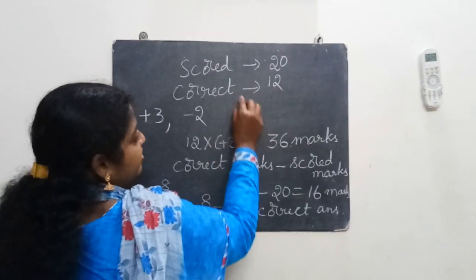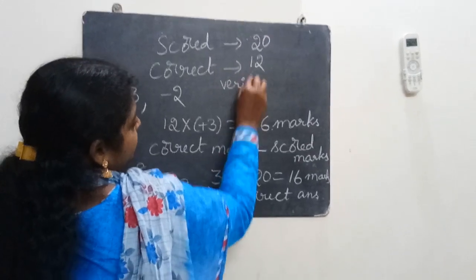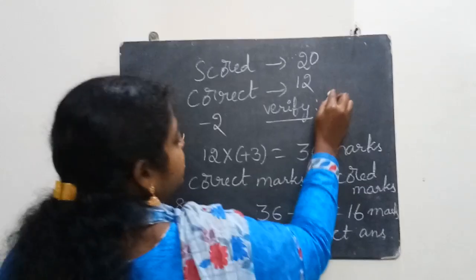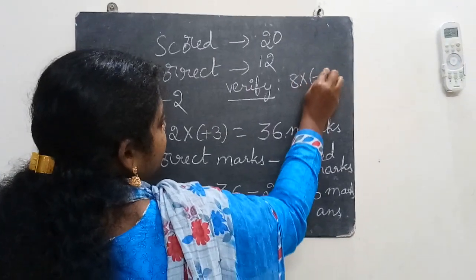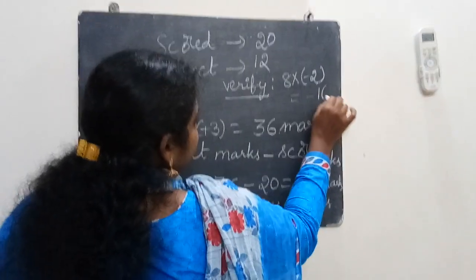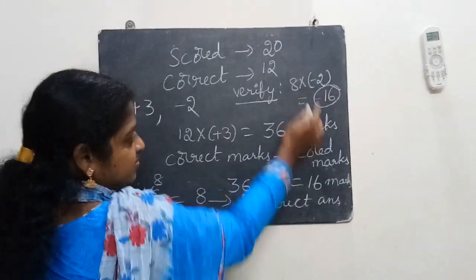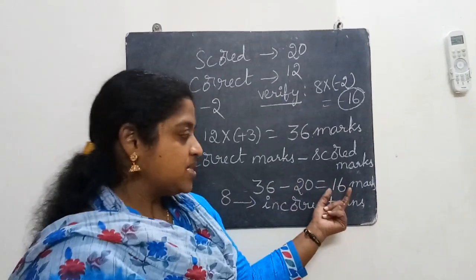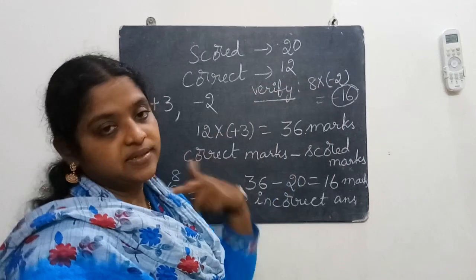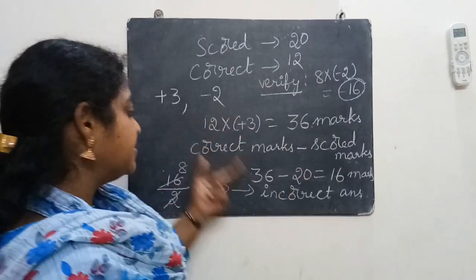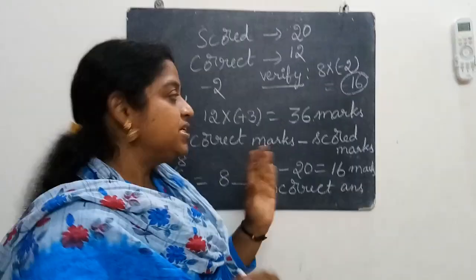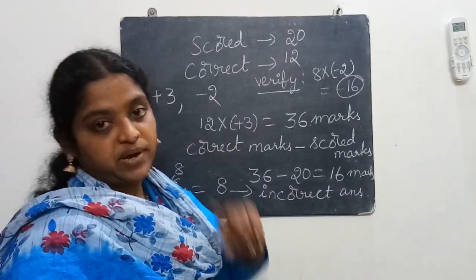Check it, okay? This is the verification of what I am doing here. 8 questions, and each one carries minus 2 for an incorrect answer. The answer is minus 16. Is it clear? What she lost is 16 marks, and these 16 marks are in incorrect answers. Understood? 8 incorrect answers she attempted and 12 correct answers she attempted, and totally she got exactly the 20 marks. Clear, children?